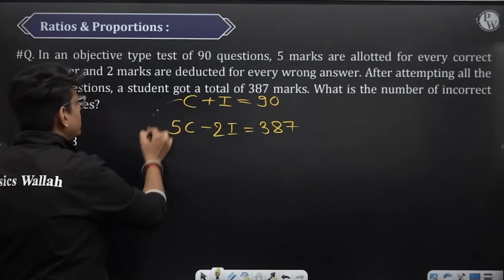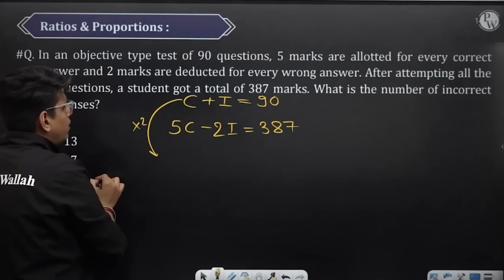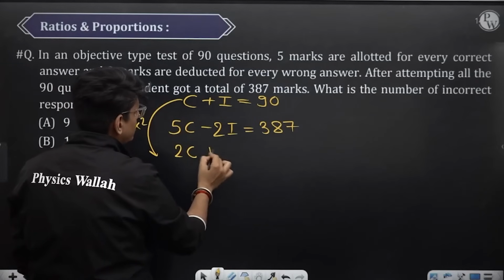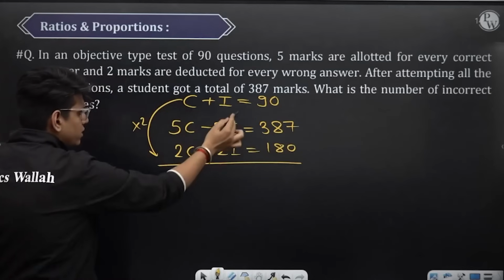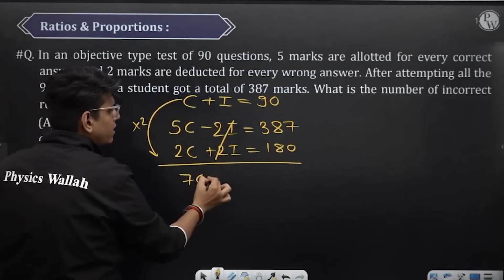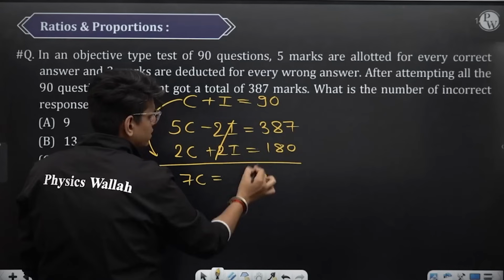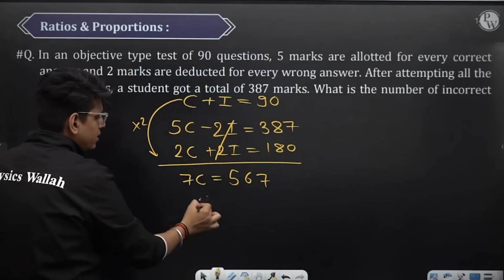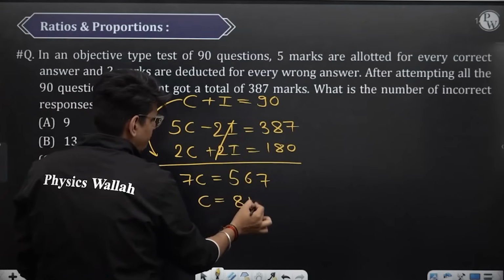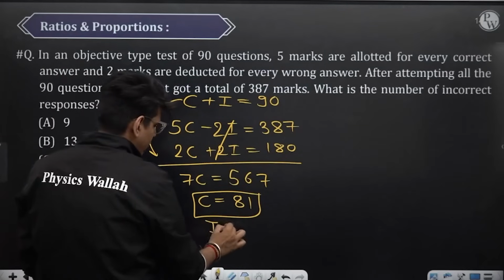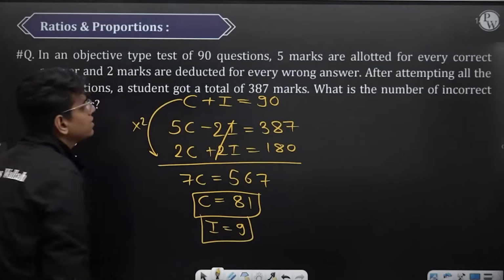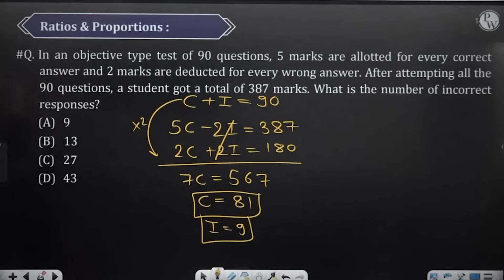So now I can transform this equation. If I multiply by 2, this is 2C plus 2I equals 180. If I add these two, this gets cancelled. So 7C equals 567, C equals 567 by 7, which is 81. So the correct number of questions are 81. Incorrect number of questions will be 9. What is asked in the question? What is the number of incorrect responses? 9. Incorrect responses were 9.